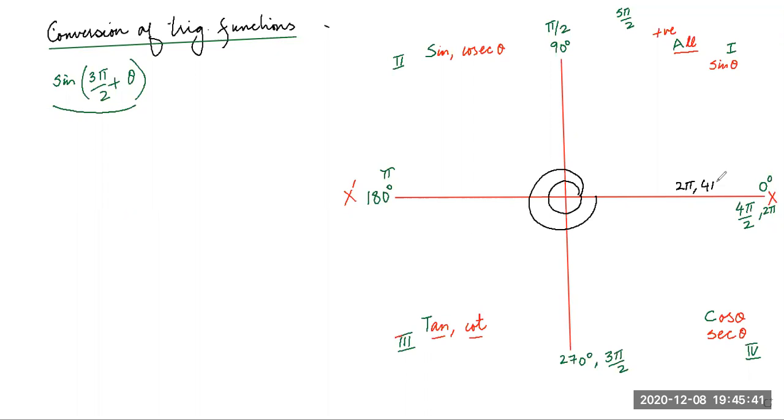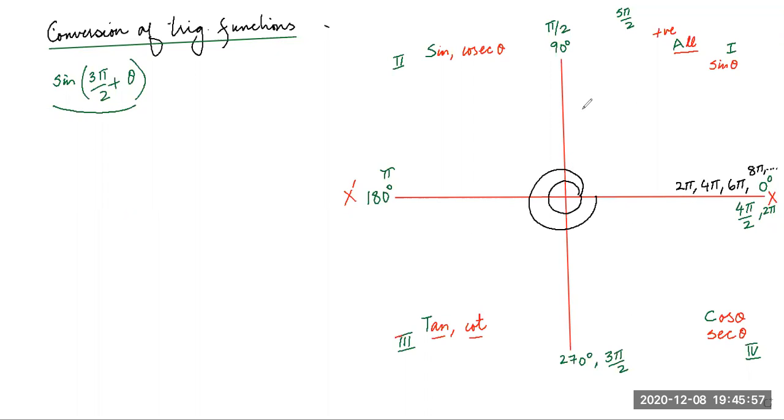It will be 4 pi. After 4 pi, what will be the angle? Just add 2 pi, 6 pi. After 6 pi, what will be the angle? 8 pi and so on. Am I right, students? Is it clear?